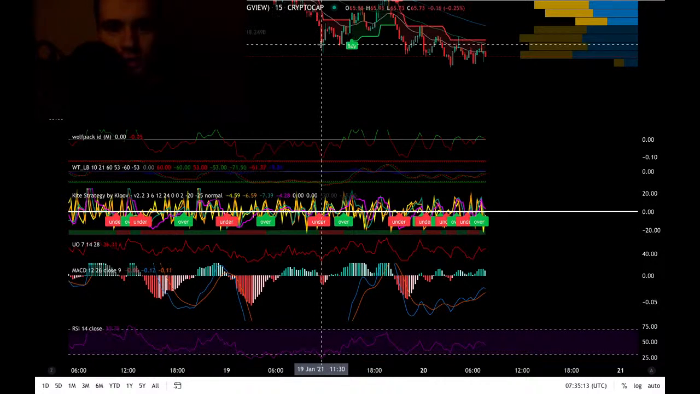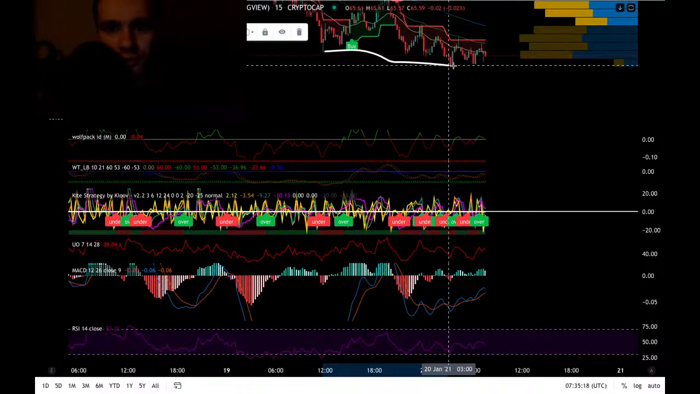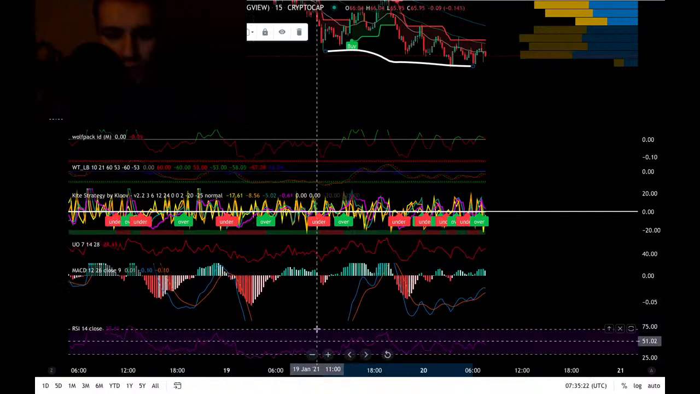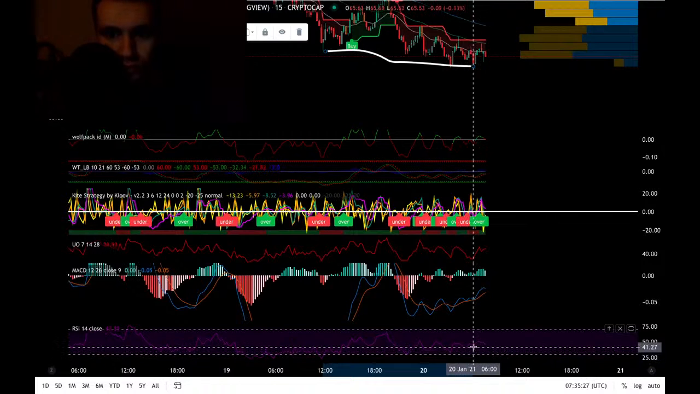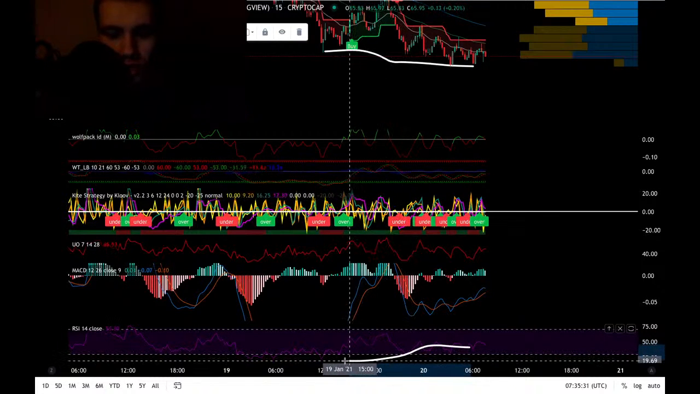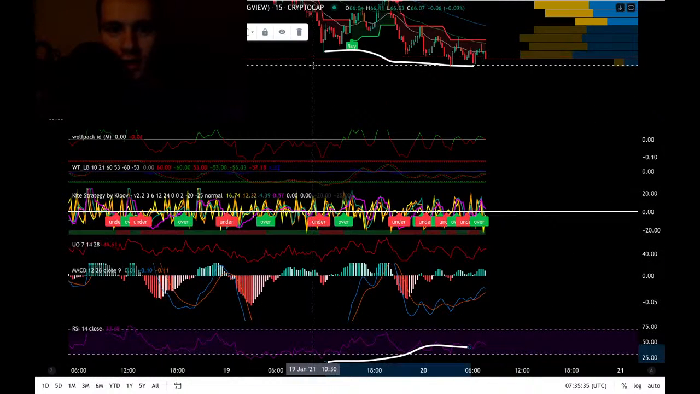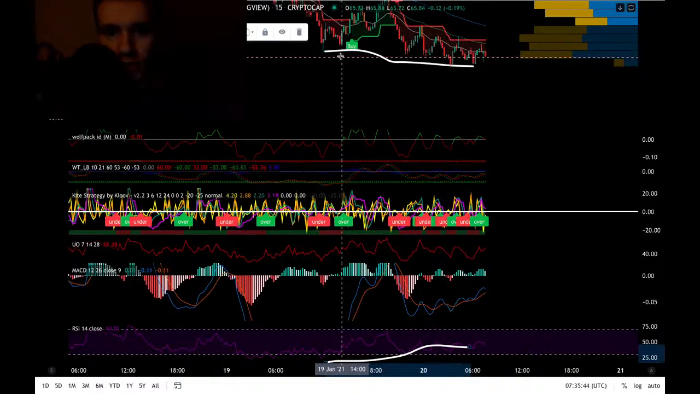Okay, well, we'll just do it like that. It's called weak divergence. I think you guys get what I'm showing. My hand's just not steady. Essentially, you have this low, then you have a lower low right here.